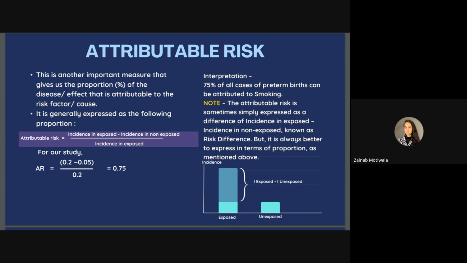In our particular scenario, it would be 0.2 minus 0.05 that we found, upon 0.2. That would be about 0.75, and in percentage, that is 75%. So hypothetically, in our case, we found that 75% of all cases of preterm births can be attributed to smoking. And this is a very good measure of letting us know how much of a particular disease can be attributed to a particular risk factor.